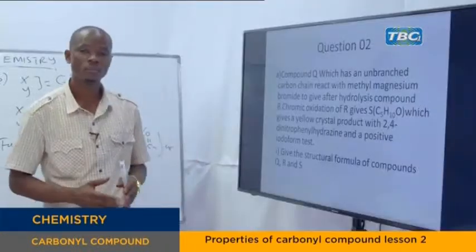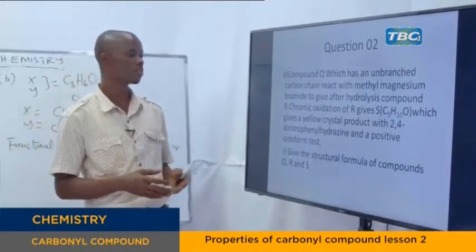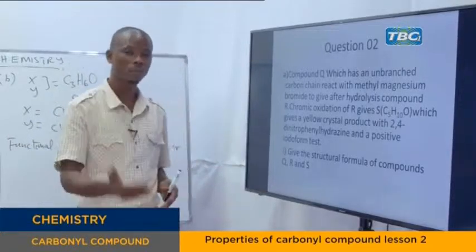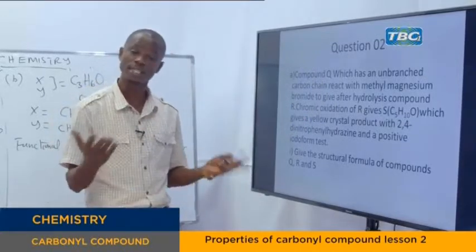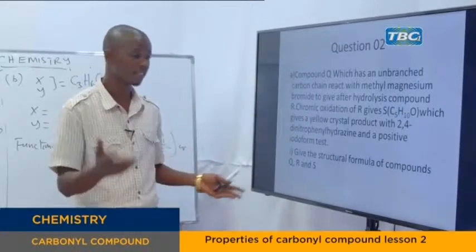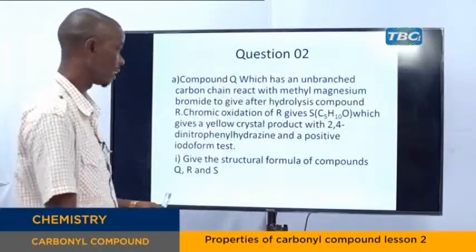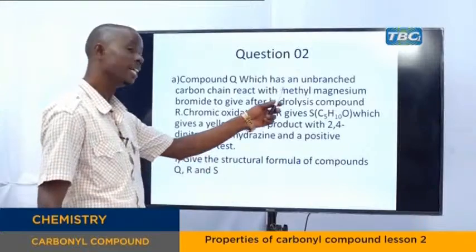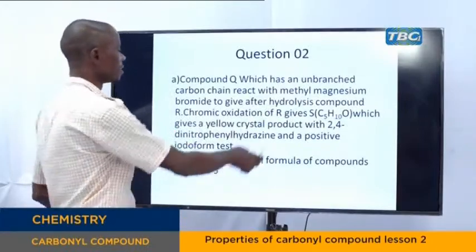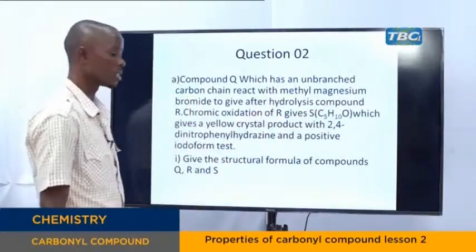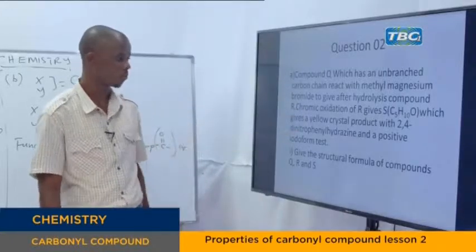I'm sure that when you studied alcohol, one of the preparations of alcohol is the reaction between a carbonyl compound and a Grignard reagent followed by hydrolysis. We get alcohol. That is very simple. So this compound here, Q, is an aldehyde. If it reacts with the Grignard reagent, which contains methyl magnesium bromide and water, that means hydrolysis is water, we're going to get this alcohol. So R will be alcohol.